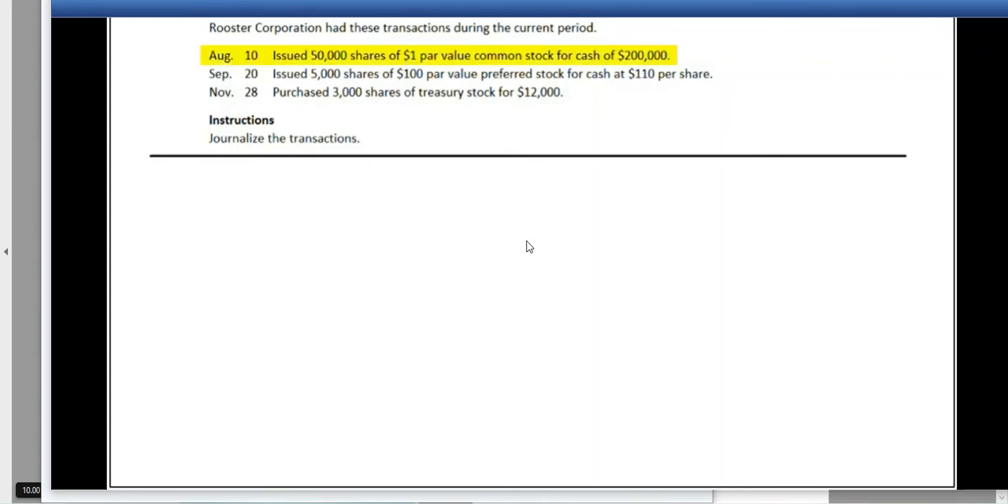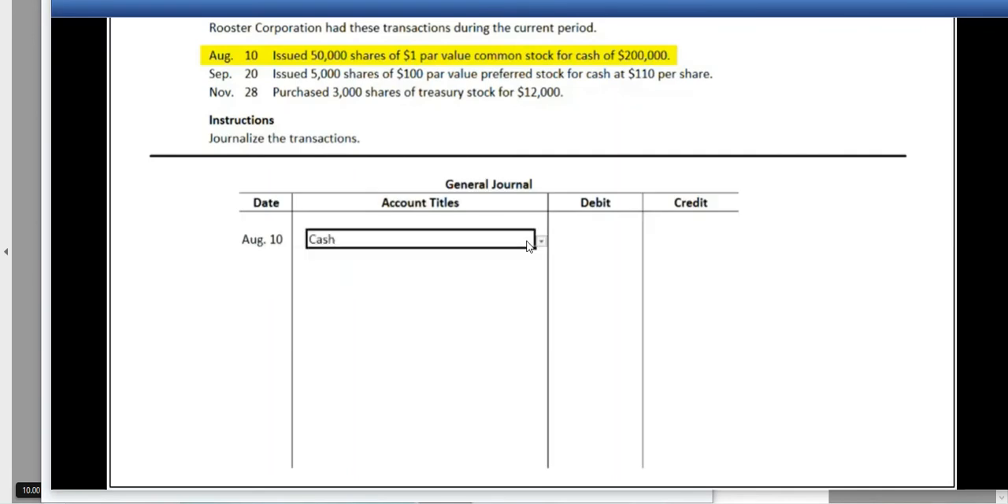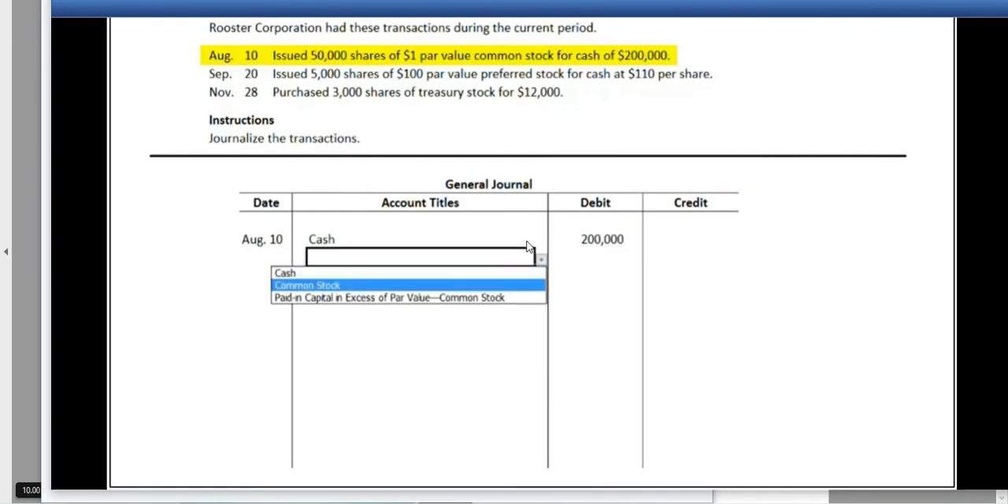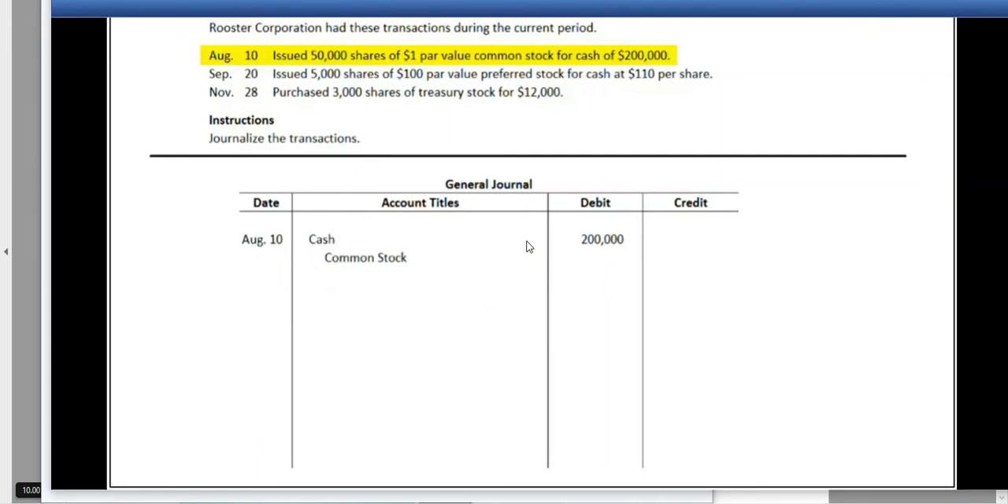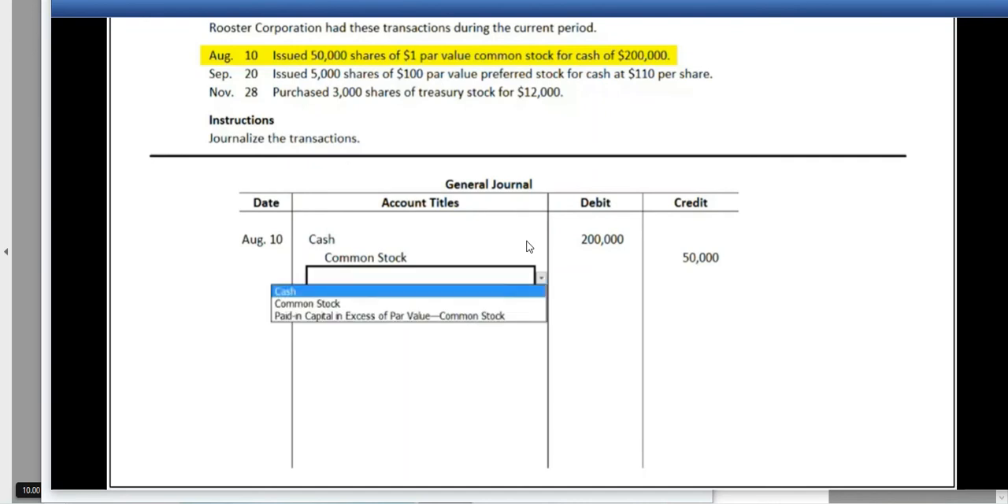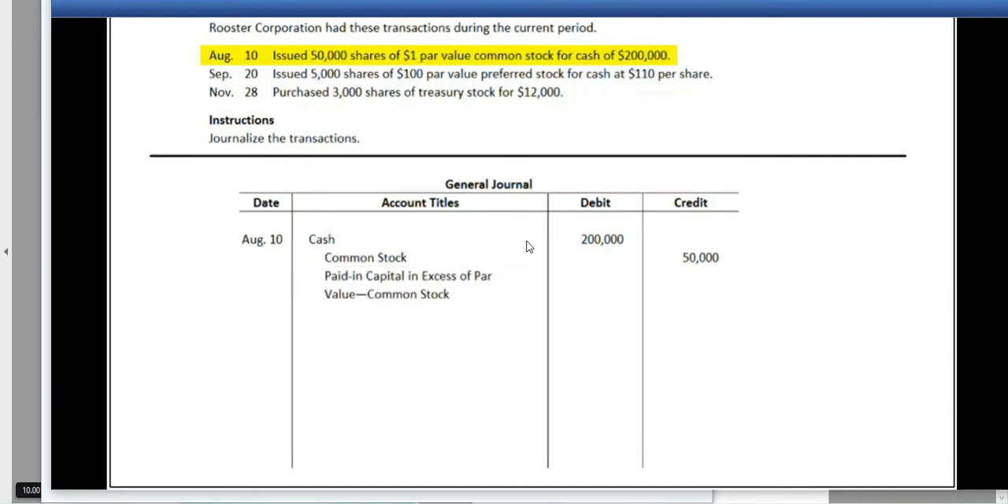On August 10th, the company issued 50,000 shares of $1 par value common stock for cash of $200,000. To record this, cash will be increased by debiting it for the amount received of $200,000. Common stock will be credited for the par value of the stock. By multiplying 50,000 shares by $1 par value, the par value of the stock is $50,000. Also, paid-in capital in excess of par value of common stock will be credited for $150,000, the portion of the proceeds in excess of par value.